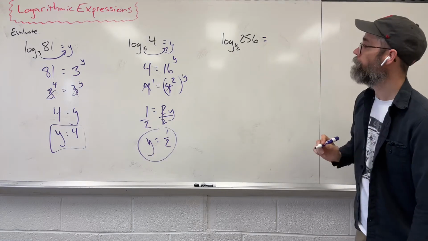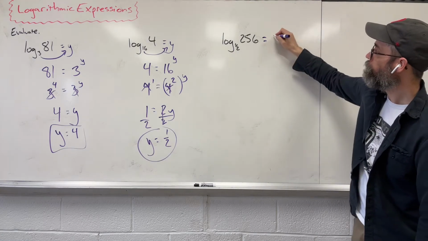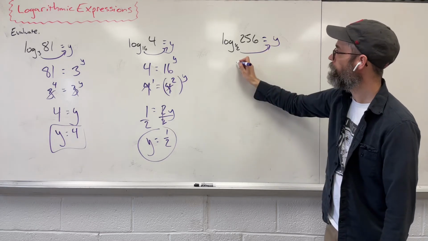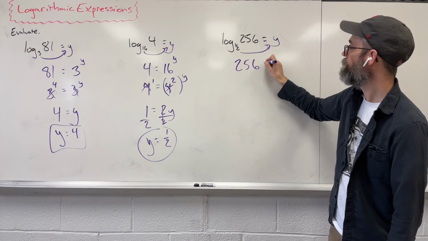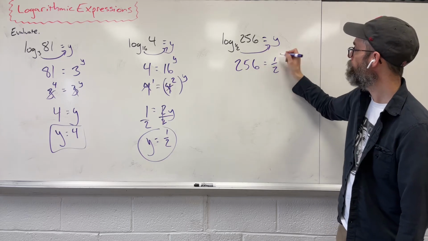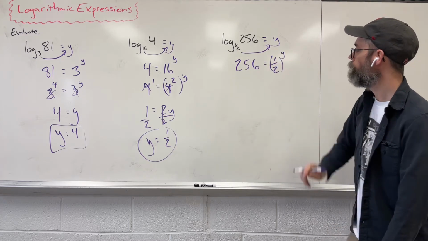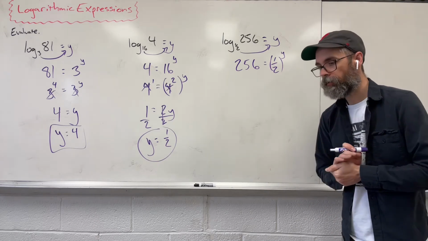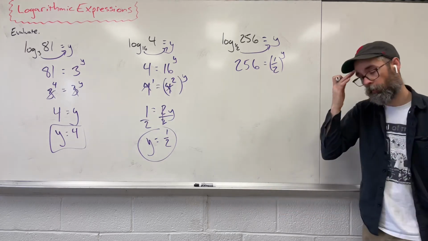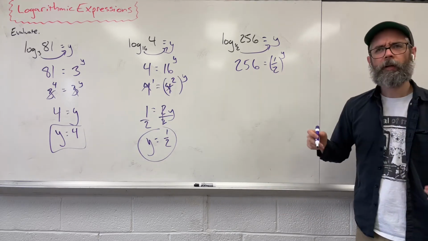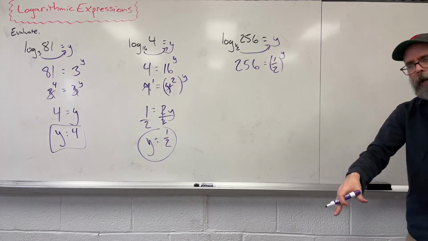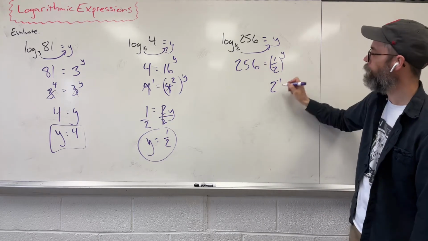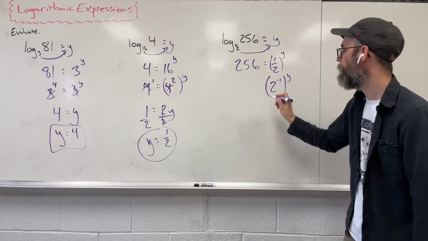Okay, next one gets a little more complicated. So we rewrite. Turn this equal to a y. Let's shift our problem around, giving us 256 equals 1/2 to the y power. Okay, so we need to see if we can rewrite this some other way. Let's just start with the 1/2. We have a 2 in the bottom of the fraction. We can rewrite that as saying 2 to the negative 1. 2 to the negative 1 is 1/2. All that to the y power.